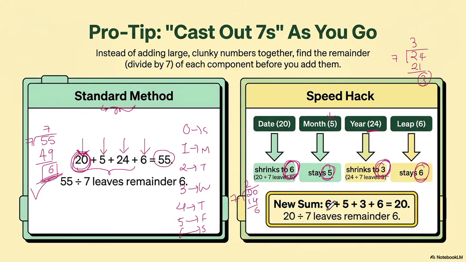So add all these numbers. 6 plus 5 plus 3 plus 6, that is 20. Now again do 20 upon 7. When you divide 20 by 7, 7 twos are 14, so the remainder is again 6. So in both cases you will get exactly the same answer. The remainder is 6, that means your answer is Saturday.